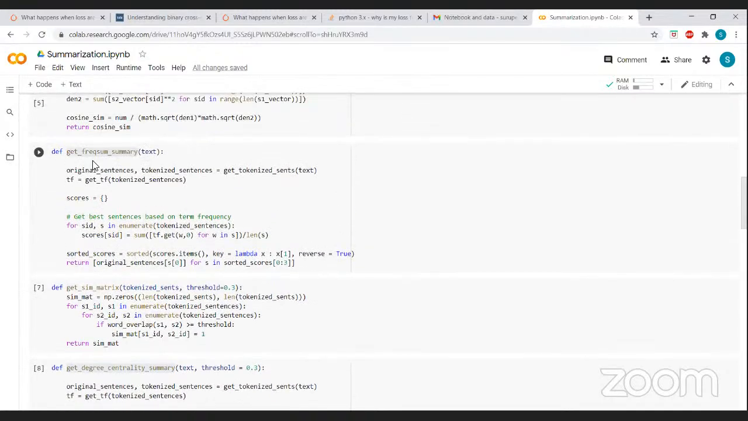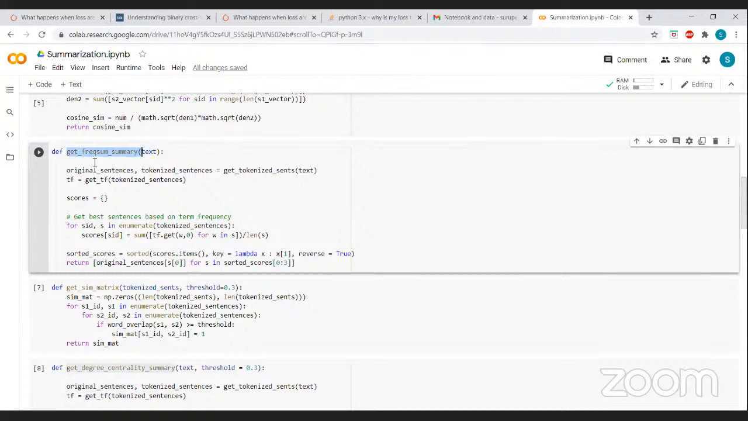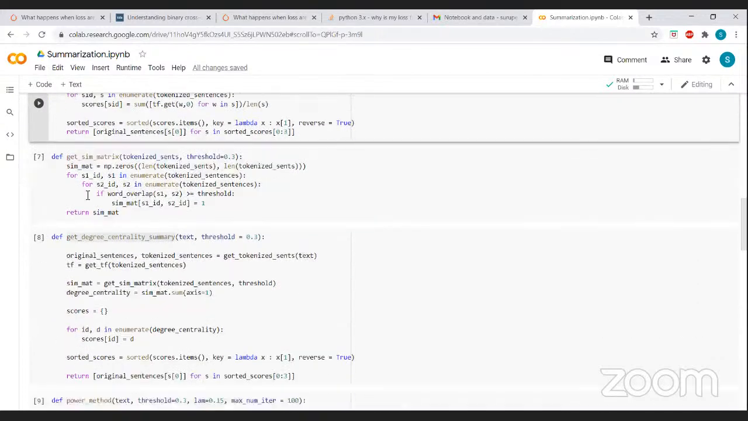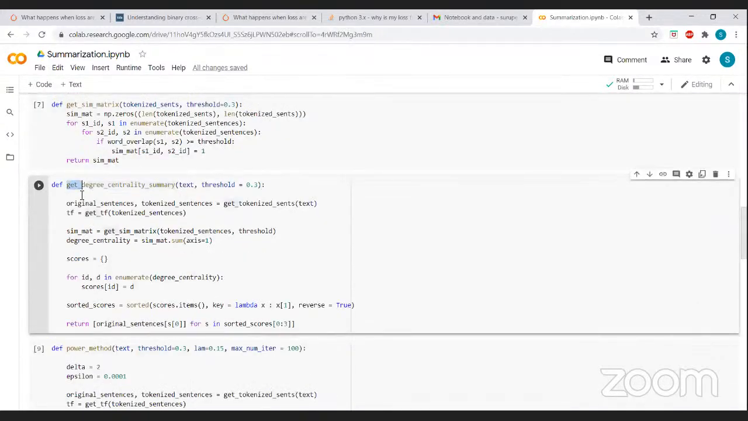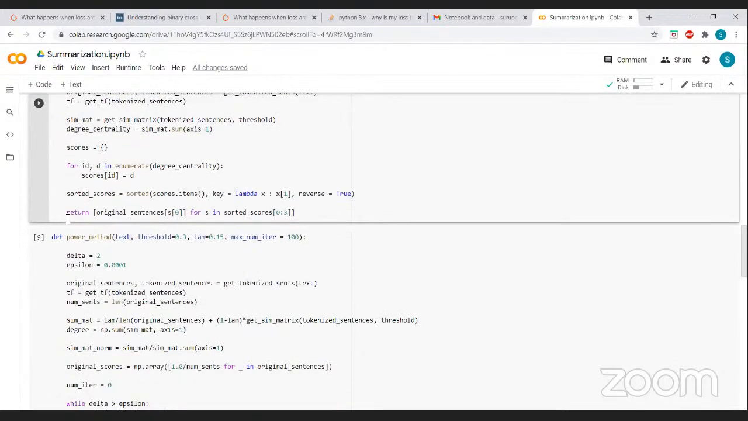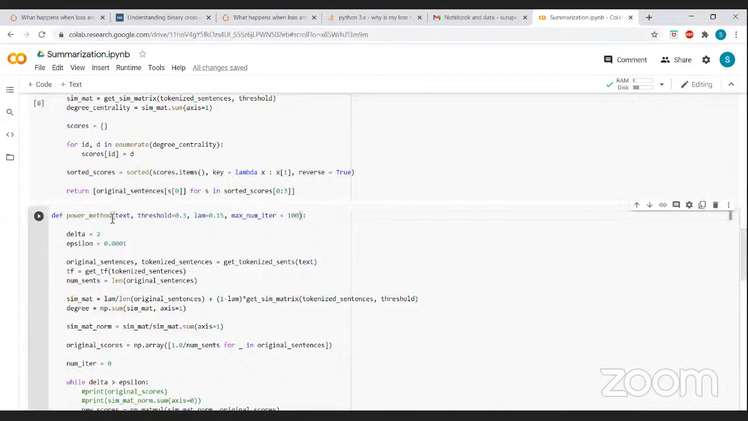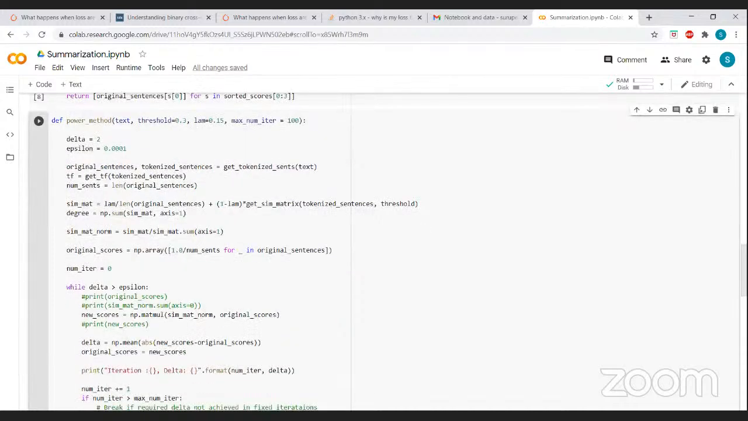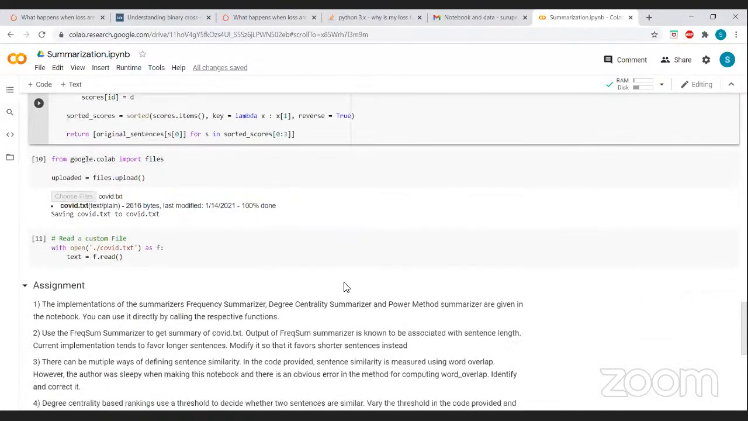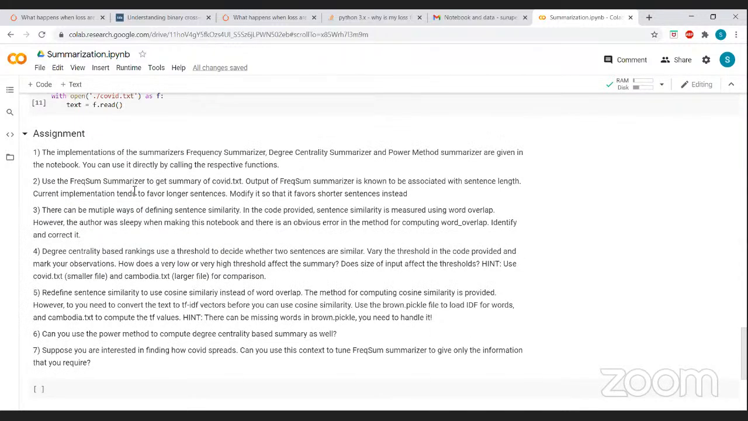So if you see the sixth cell, this is the frequency summary, and this is the degree of centrality summary, and the last one is the power method. So the implementations are already given. What you have to do is there are some questions that are given down over here. I will show it to you. Okay. Yeah. So you have to read these questions and then just tweak with the code to some extent and then get your answers. Okay. So this is the assignment.